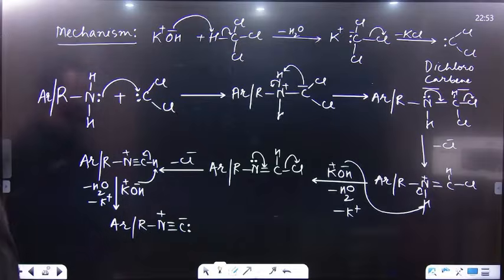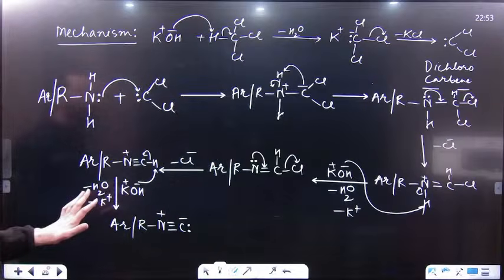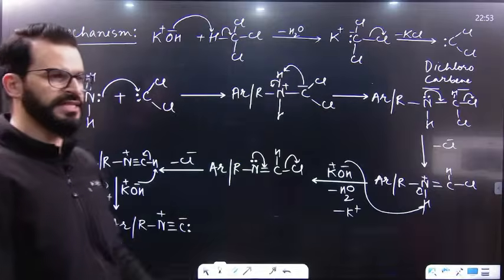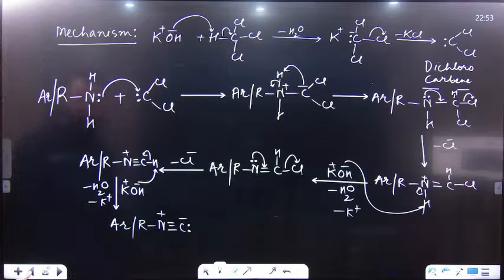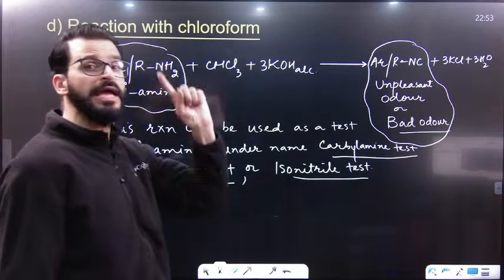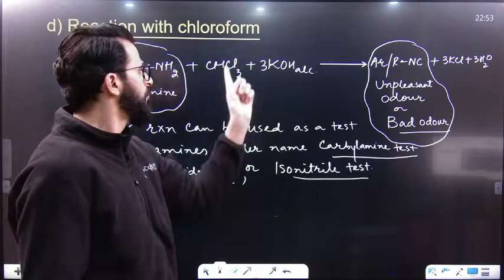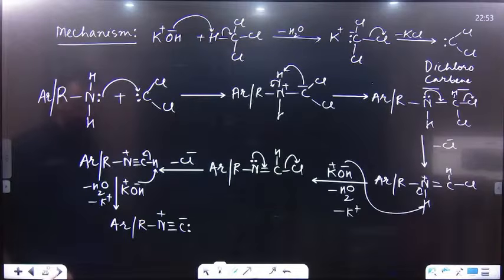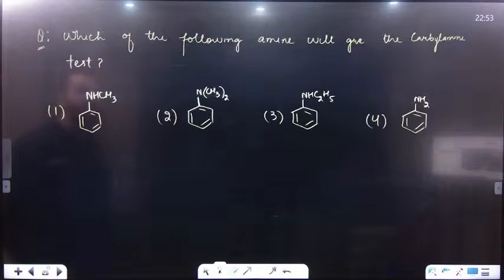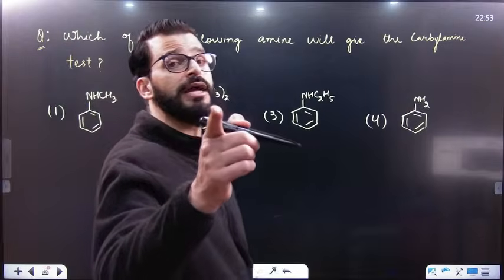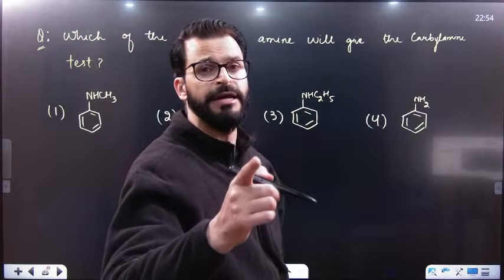So this is isocyanide. Once you have seen this mechanism, leave this mechanism, but remember dichlorocarbene will act as an electrophile. Now remember this one simply, that NH2 is removed from the primary amine and it forms NC when it is treated with chloroform and base. I hope this is clear to everyone, and this can be used as a test for what we call primary amines. Now, which of the following amines will give the carbylamine test?